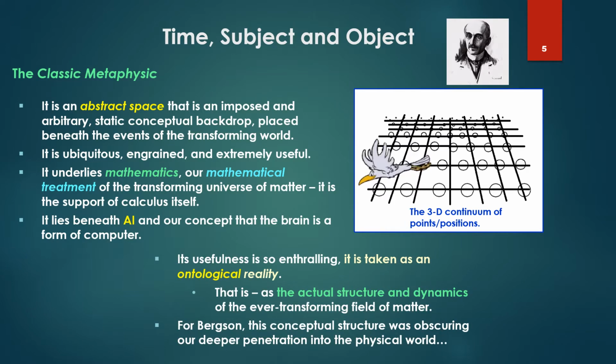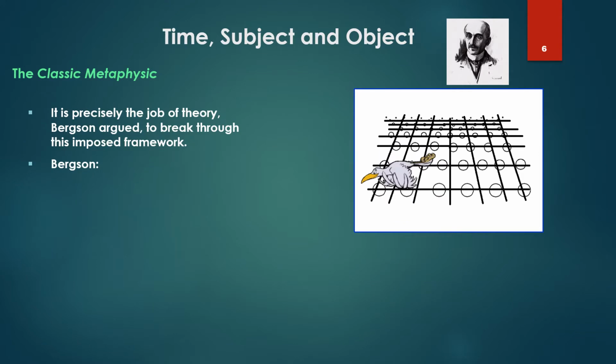Its usefulness is so enthralling it is taken as an ontological reality, that is, as the actual structure and dynamics of the ever-transforming field of matter. For Bergson, this conceptual structure is obscuring our deeper penetration into the physical world. It is precisely the job of theory, Bergson argued, to break through this imposed framework.